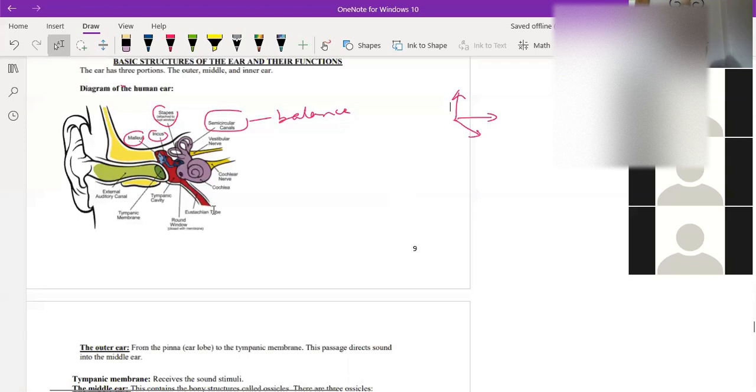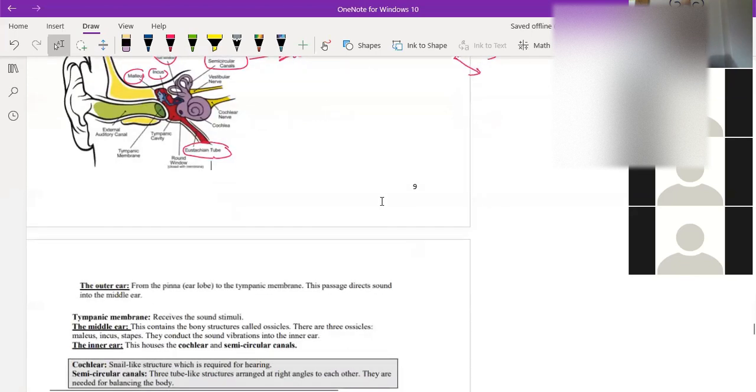Then you have the eustachian tube right there. It connects the middle ear to the throat. The function of the eustachian tube is to help balance the pressure within the ear. That's why when you're on a flight and you go up, the pressure changes and it collapses the eustachian tube, so you have that funny feeling in the ear. But when you swallow something, it opens up to balance the air pressure. That's the function of the eustachian tube, to balance the pressure in the middle ear.